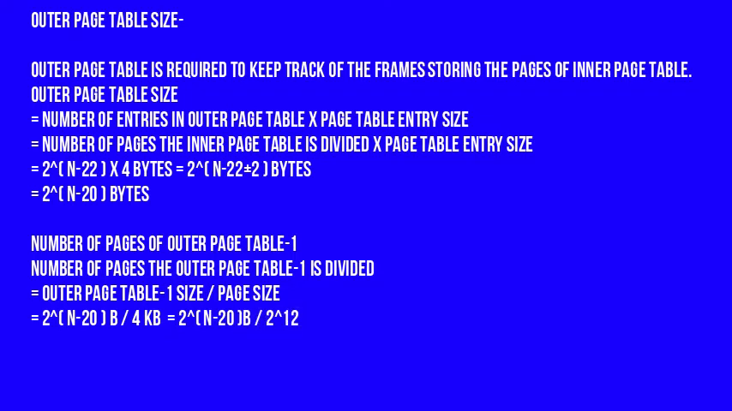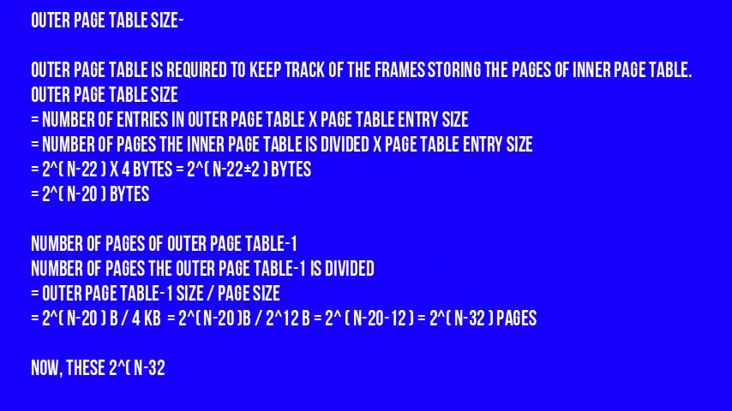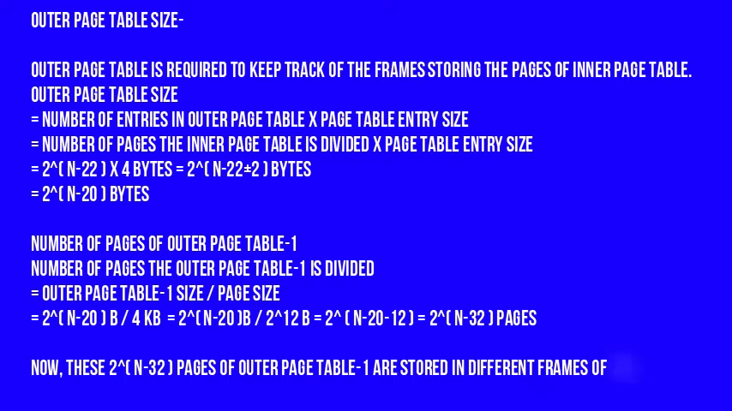The outer page table size we found is 2^(n-20) bytes, and the page size is given as 4 kilobytes, equal to 2^(n-20) bytes divided by 2^12 bytes, equal to 2^(n-20-12), equal to 2^(n-32) pages. Now these 2^(n-32) pages of outer page table 1 are stored in different frames of the main memory.